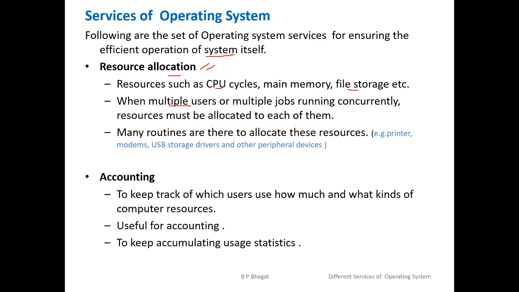When multiple users or multiple jobs are running concurrently, resources must be allocated to each of them so that the processes complete their execution by using those resources. For this, many routines are there to allocate these resources. Once the execution is completed, the resources are deallocated so that they can be used by other processes.